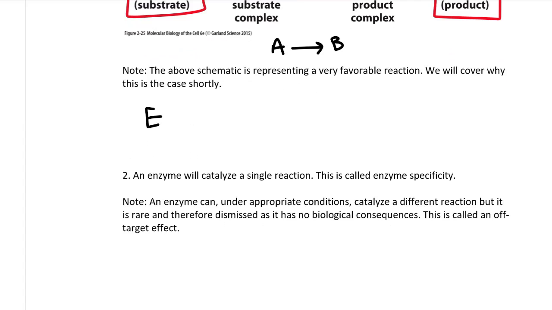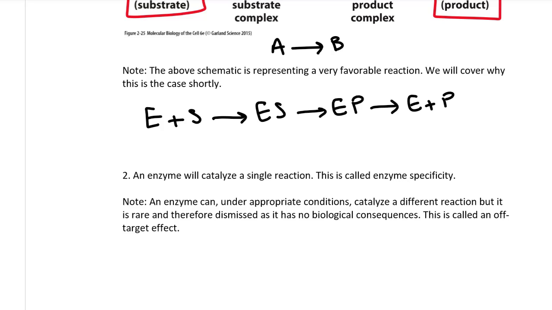Enzyme plus substrate gives me the enzyme-substrate complex, which then gives me the enzyme-product complex, which then gives me enzyme plus product. And then the enzyme is free now and it can go to pick up another substrate. So the enzyme was not used in the reaction. The only thing that was transformed was a substrate, transformed to the product.